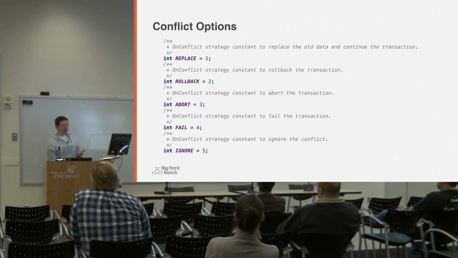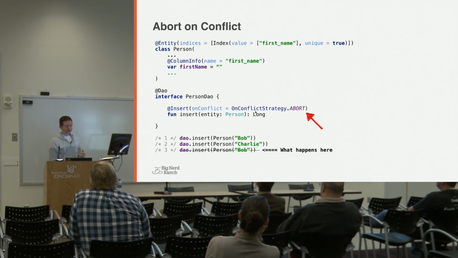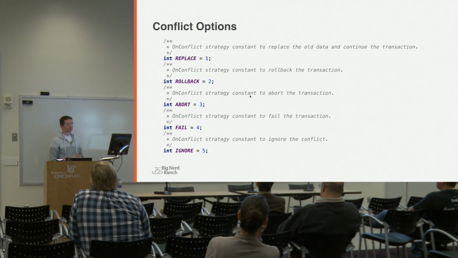option. In practice, I've only used rollback or replace. Yeah, I haven't experimented with the others in practice. But these are all the options. If you follow basically the API for this conflict strategy, these are the options and documentation for them. Other questions? Sure.